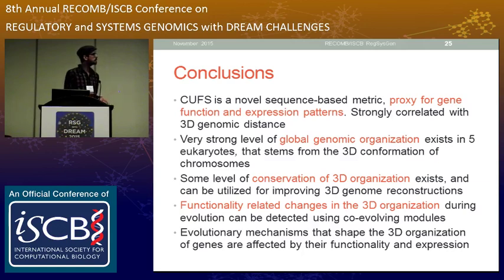Finally, my take-home message to you is that I showed you CUFS, the codon usage frequency similarity. It measures functional relatedness and expression similarity and can be computed for any pairs of genes that we have their sequence. It is also strongly correlated with 3D genomic organization, and we were able to use it to show a very strong level of global organization in 5 eukaryotes. I showed you some level of conservation of genomic organization between organisms, which can be used to improve 3D reconstructions. And finally, I showed you a novel method for interorganismal study that identifies biologically functionally relevant co-evolving models of gene families. Taken together, all these results suggest that there is a co-evolution between function and organization.